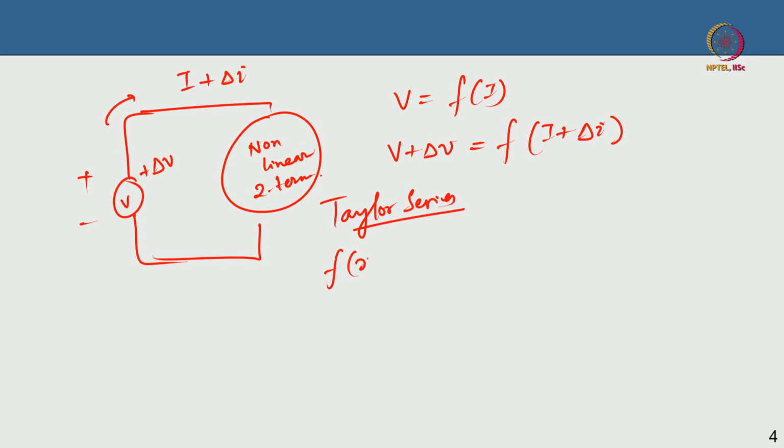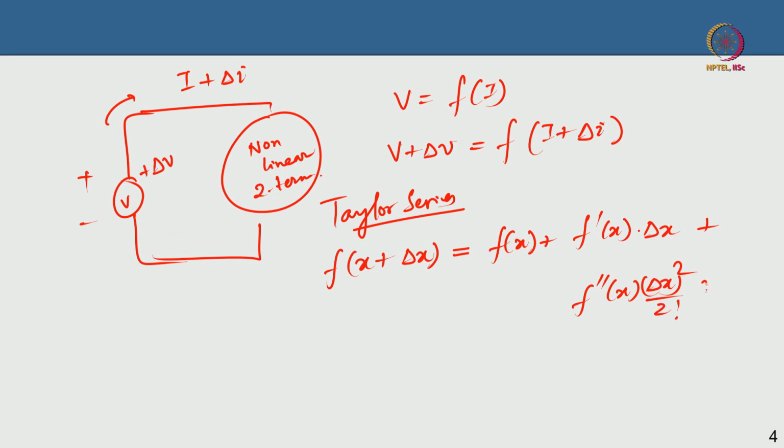that if you have a function f of x plus delta x, then you can write it as f of x plus what? You can take the first derivative of f of x into delta x, remember, then the second derivative of f of x into delta x square by factorial 2, then the third derivative of f of x into delta x cube by 3 factorial, if you remember this, and so on, higher order terms.